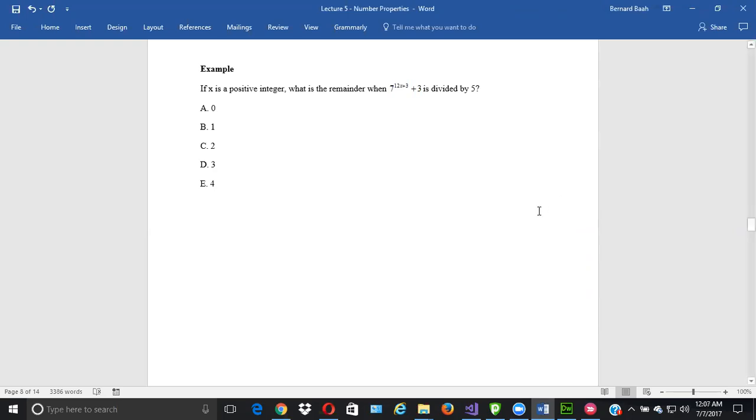If x is a positive integer, what is the remainder when 7 to the 12x plus 3 is divided by 5? Okay, so this problem might look a little intimidating, but actually there's a very systematic way of solving it. And so I'm going to show you the process of solving this kind of problem.